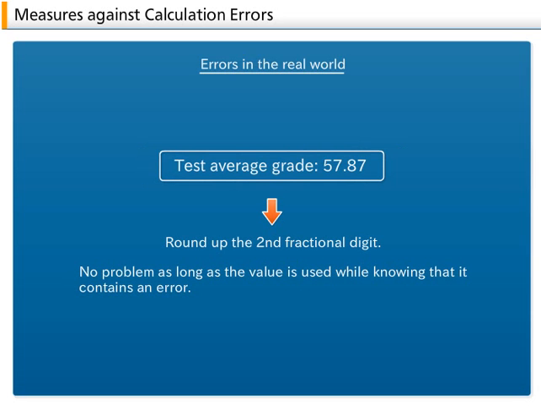Think about a test average calculated to be 57.87. In this case, unless there is a good reason for a very precise value, we can round it off to one decimal place and make it 57.9. There is no problem as long as we use it, knowing that there is an error in the value. Humans in the real world deal well with errors in this way.